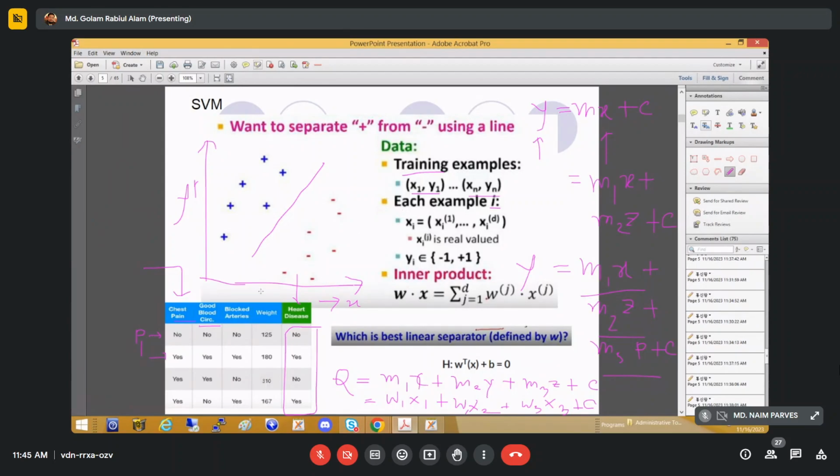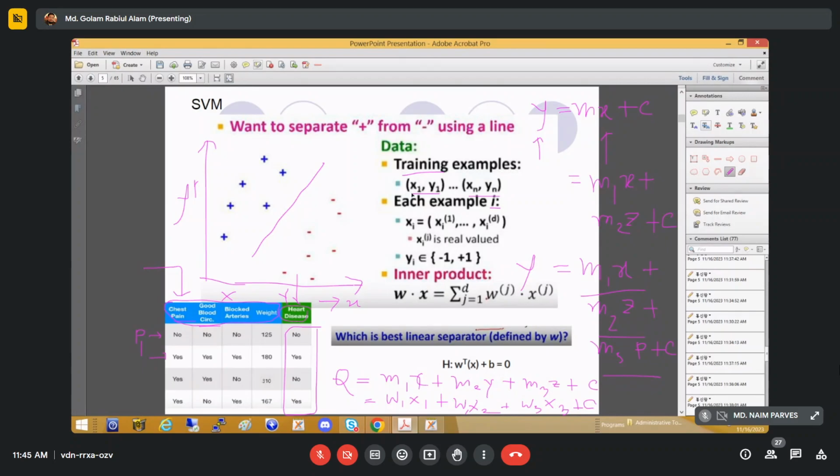In this case, X is our feature vector. We can see these are our features. Four features we have in this case: chest pain, good blood circulation, blocked arteries, weight. So these are our X. And Y is what? Y is heart disease. This is our Y, that means we want to predict Y.